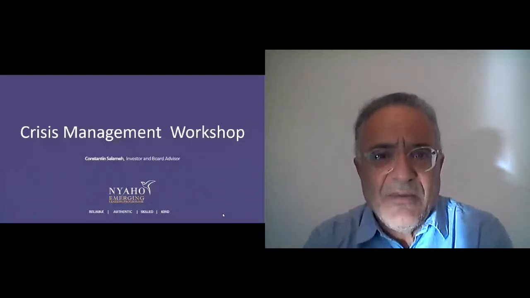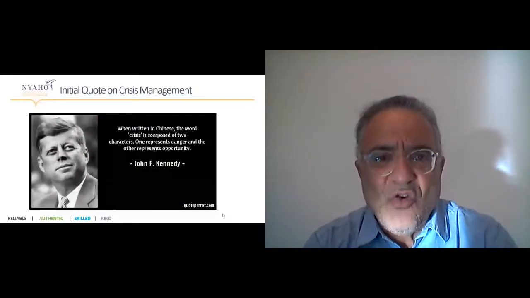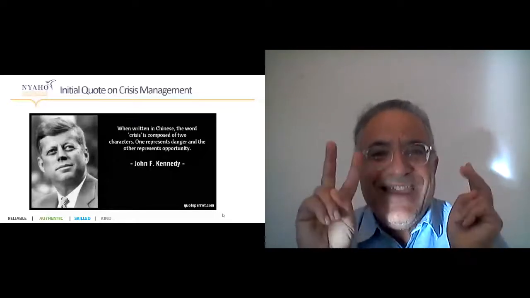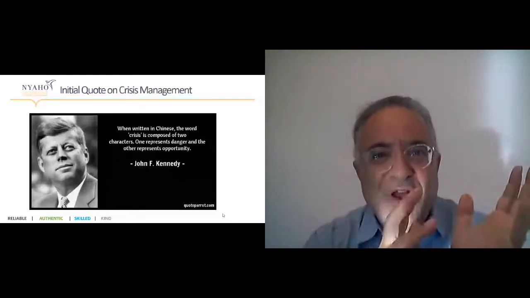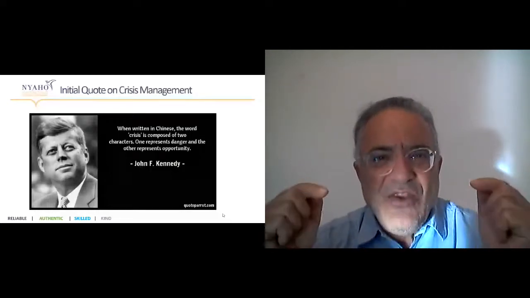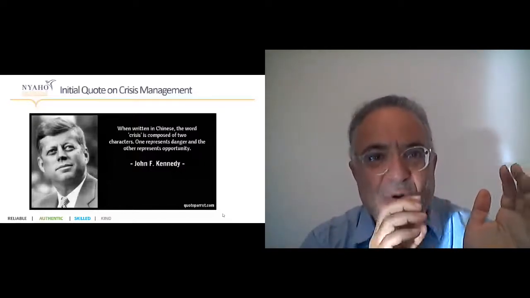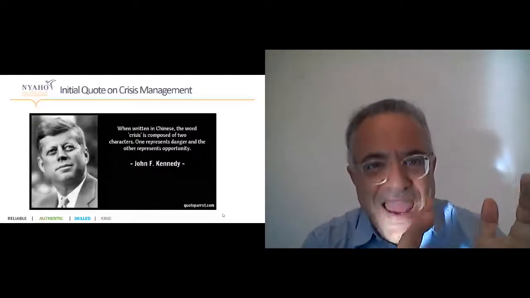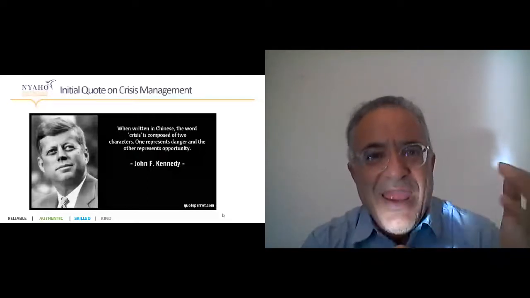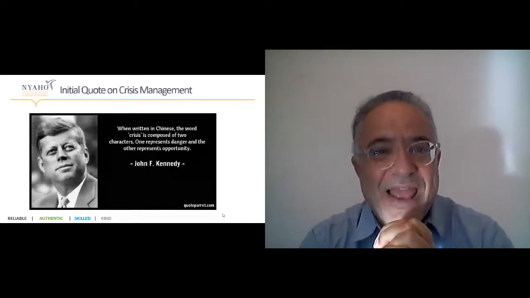Let me start by sharing with you the first slide, which is a quote from JFK in terms of the crisis word in Chinese. It's two characters. The first one is danger, and the second one is opportunity. And once you manage a crisis, you have to look at both. You have to look at the elements of the crisis. What are the danger areas? Plan for these danger zones and be able to find out what the right mitigation plan is.